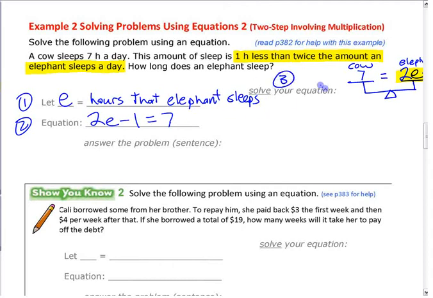Step 3, solve the equation. Once you get the equation, just solve it, right? 2E minus 1 equals 7. What do you do to both sides there to solve that? This gives you a good review of what you did before. What do you do? Add.